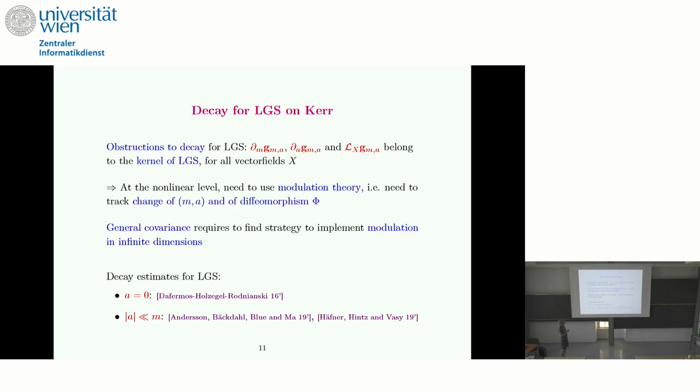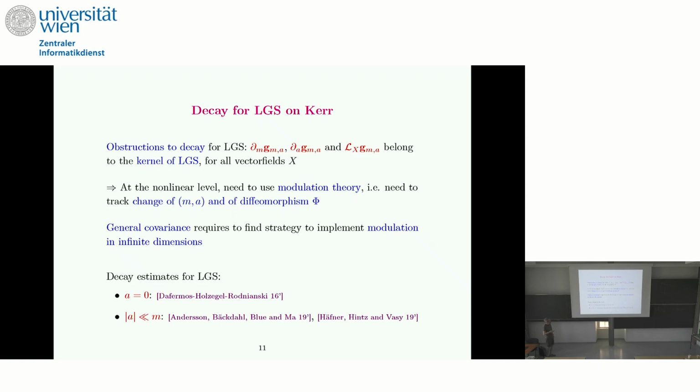On the other hand, of course, at the nonlinear level, you have stability. So what does it mean? It means simply that, and this was already connected to many other talks, and everybody's familiar with this, this kernel is a manifestation of the fact that you have to track the change in mass, angular momentum, and diffeomorphism, and in particular, you want to track what is the final angular momentum, final mass, and final diffeomorphism in your problem. This is usually referred to as modulation theory, and an interesting part of this analysis is that, due to general covariance, the kernel here is finite dimensional, but the kernel due to general covariance is infinite dimensional, and therefore you have to do modulation in infinite dimension. It is one of the interesting parts of this problem.